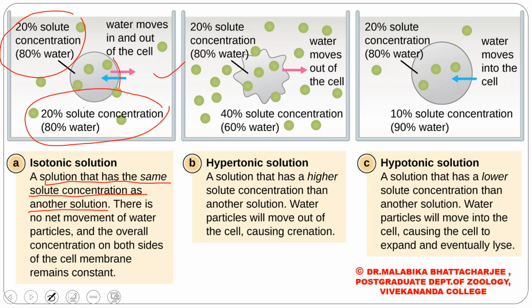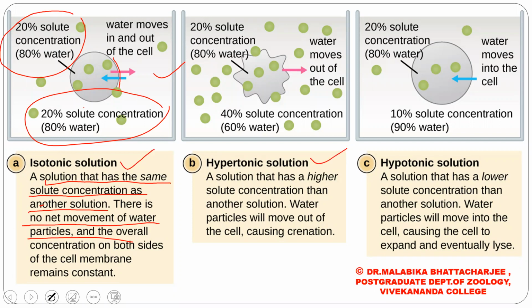So, as you can see, there is no net movement of water molecules as the overall concentration of the solute is the same on either side of the membrane. Such a solution is known as isotonic solution. So in isotonic solution, this is important, no net movement of water particles takes place. Most of you must have heard about this fact. The saline is an isotonic solution, 0.9% normal saline is an isotonic solution. So this is about isotonic solution.